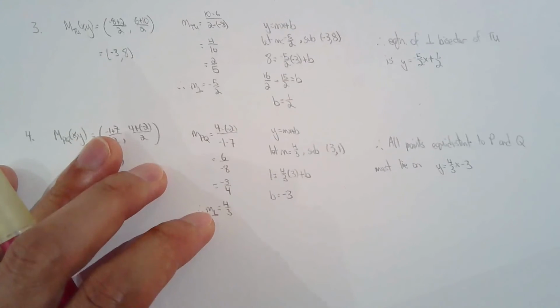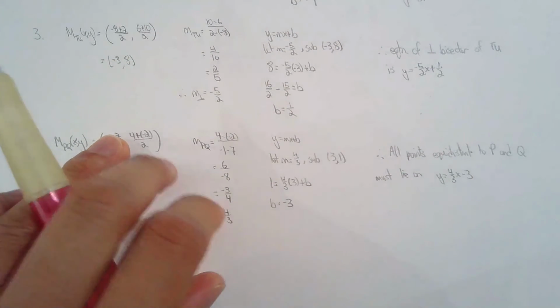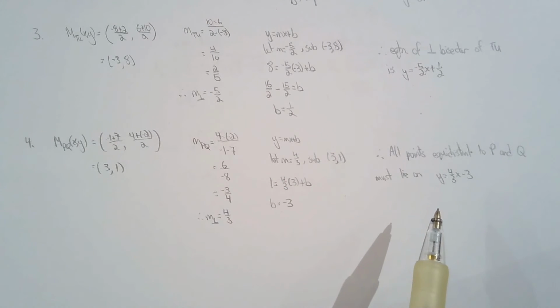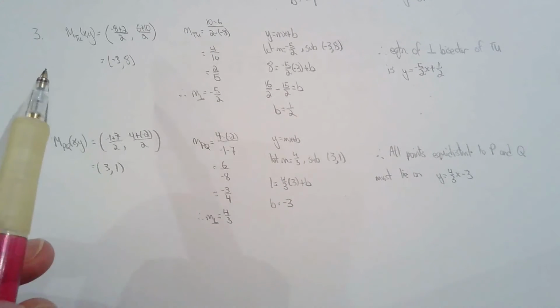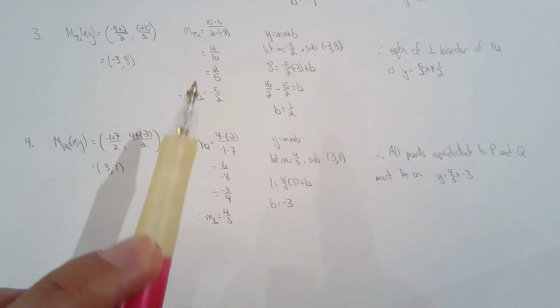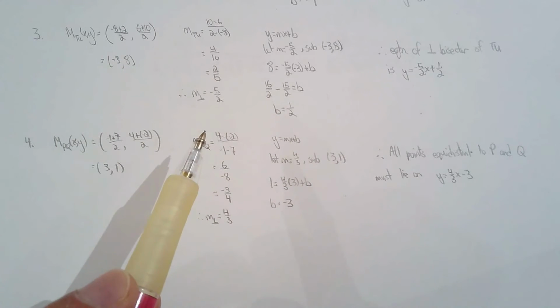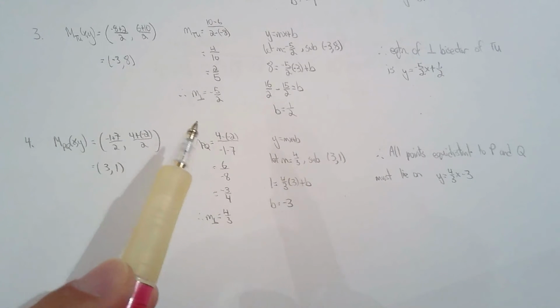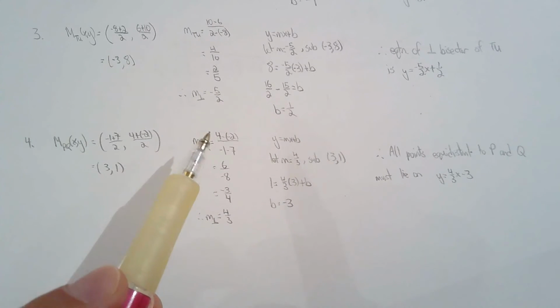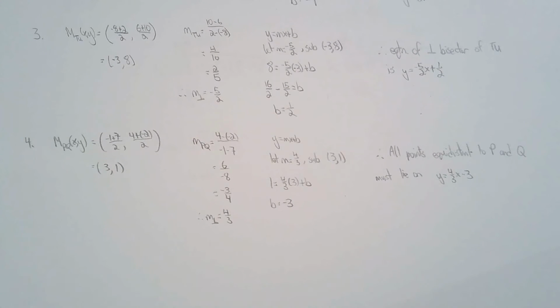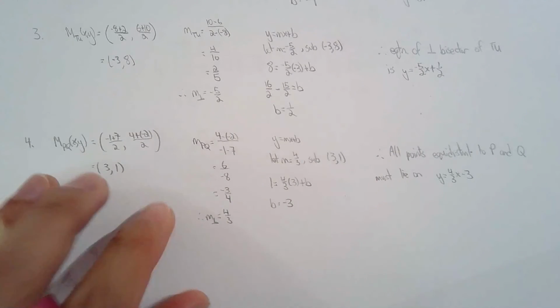3 and 4 are also the same. They're both trying to find really the equation of the right bisector. So find the midpoint, find the slope of the line segment, and then take the negative reciprocal because your perpendicular bisector is perpendicular to the line segment, and then solve for the y-intercept using a point, using the midpoint.